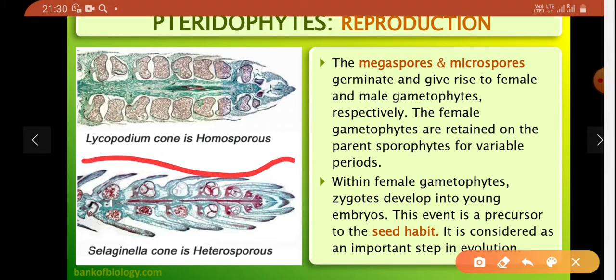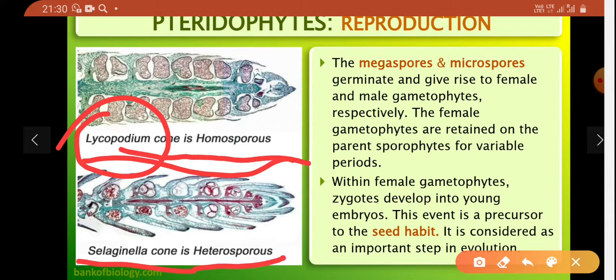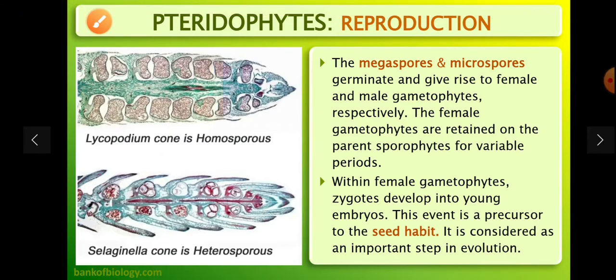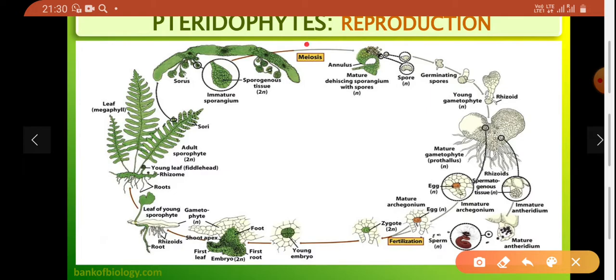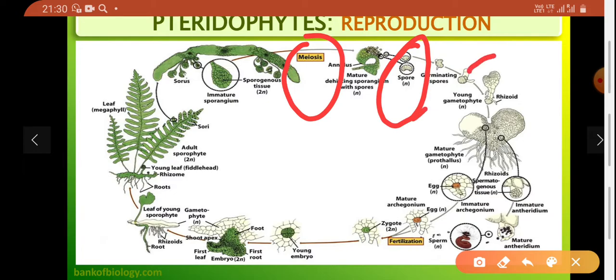This is Lycopodium cones. Lycopodium is also used in medicine. Selaginella cones are heterosporous, whereas Lycopodium is homosporous, which means male and female gametes are within the same plant. Here it is different. And this is the life cycle: meiosis takes place first, giving haploid spores, which germinate into young plants. This is the life cycle of that plant.